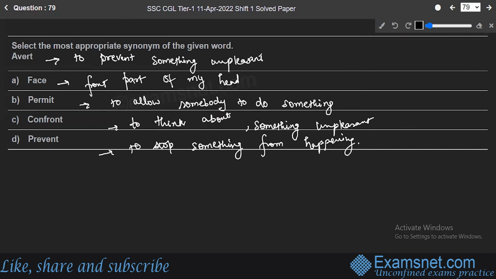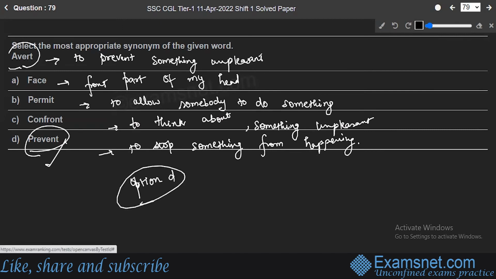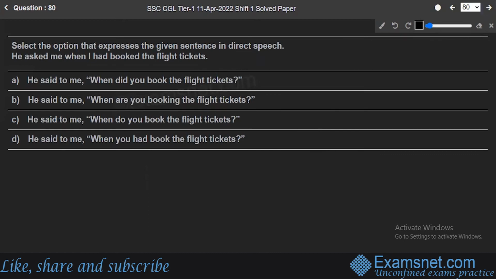Right? So what is the correct synonym for the word avert? It is the word prevent. When you're preventing something from happening, that is known as avert. Or prevent also. Both are synonyms. So the correct answer for this question is option D. I hope you're clear.